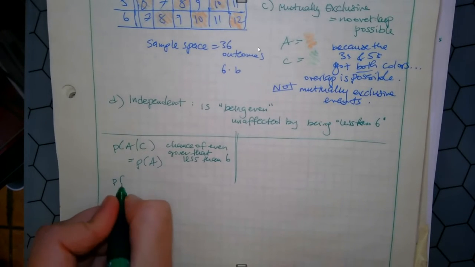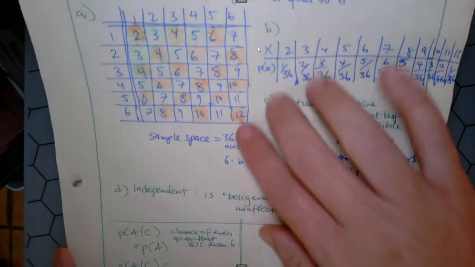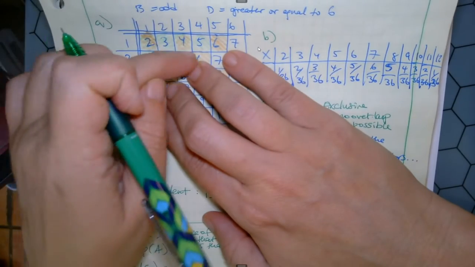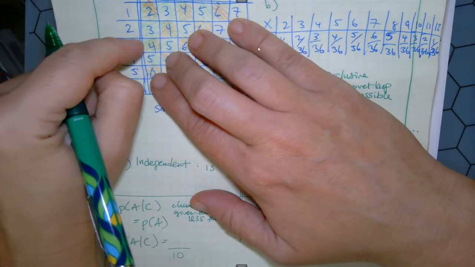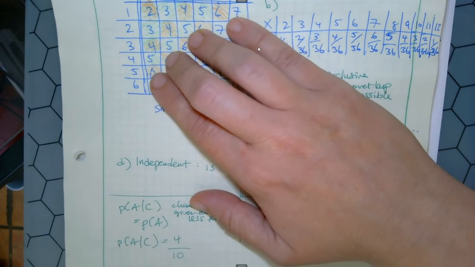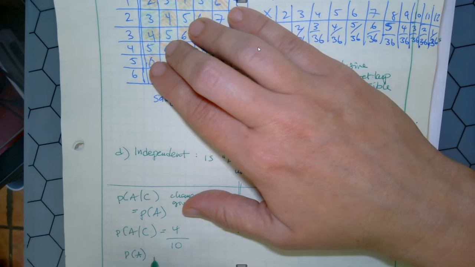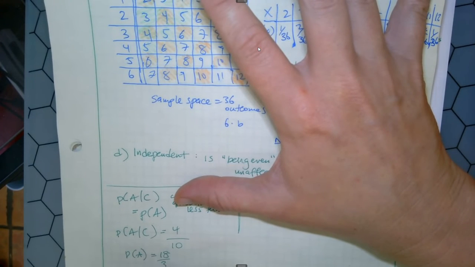So let's talk about the probability of A given C. The chance of something is less than 6 is we shaded 1, 2, 3, 4, 5, 6, 7, 8, 9, 10 things green. That's the chance that was A. A was orange. 1, 2, 3, 4. So that's the chance of A given C. That's the chance of being even given that it's less than 6. The chance of A of being even is, I believe, half of the boxes. So it's going to be 18 out of 36.